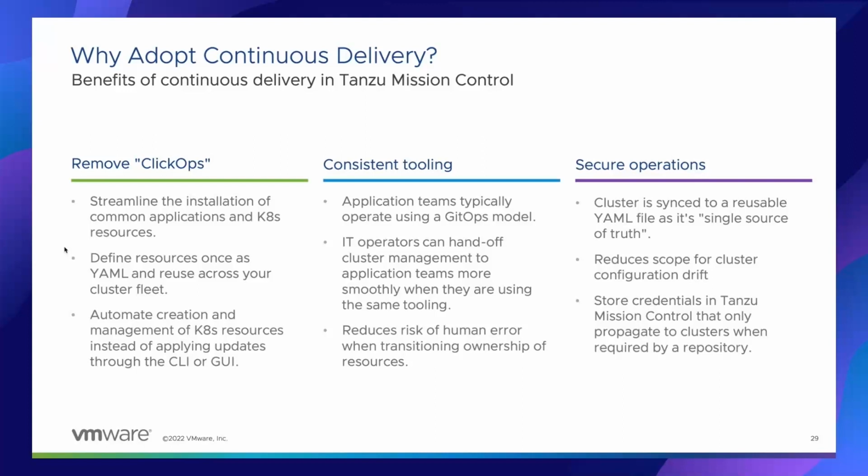What we want is automated tooling so that when you make a change to the source of truth, which in this case is a Git repository, that change is automatically reflected in your cluster without clicking through a user interface. And we want this so that we can streamline the installation of applications and Kubernetes resources and automate the distribution of these resources across a large number of clusters rather than clicking through and installing things cluster by cluster.